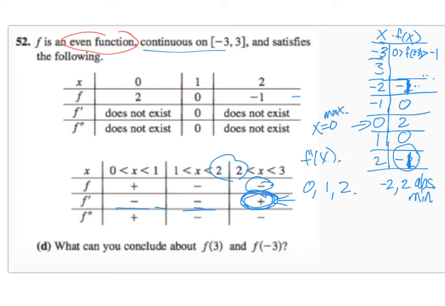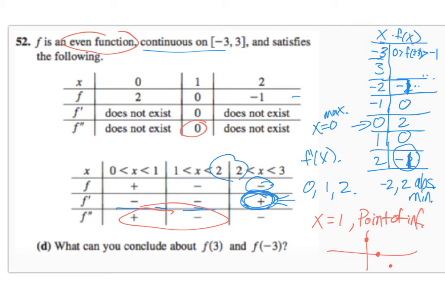Points of inflection. I'm looking for where the second derivative changes sign. Between 0 and 2, we're changing sign at x equals 1. We've got a 0 there. I like it. X equals 1 is going to be a point of inflection. This graph, I'm going to draw half of this first. So we've got 0, 2, 1, 0, 2, negative 1, and then 3 is somewhere in here.